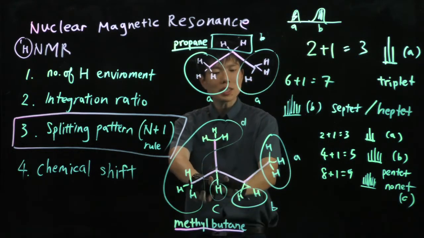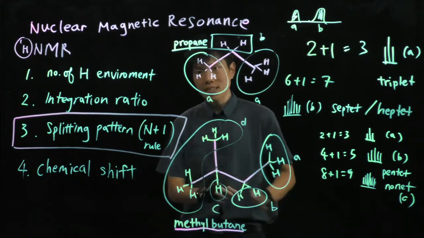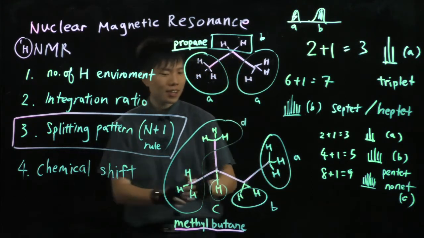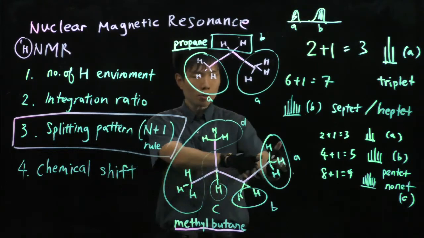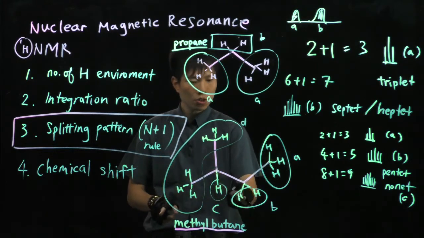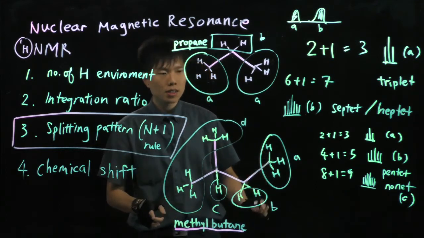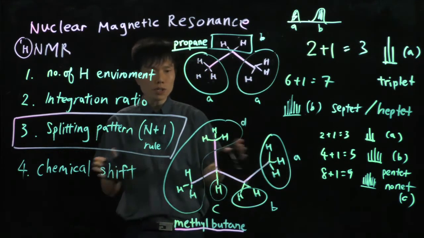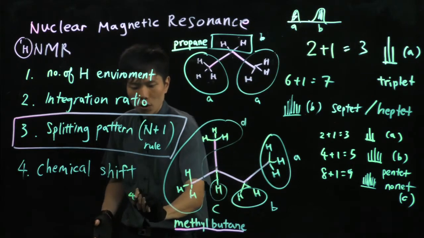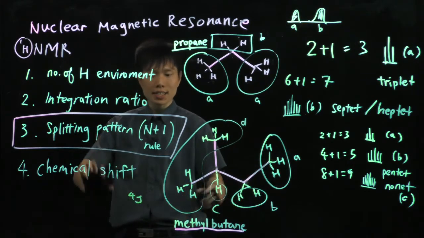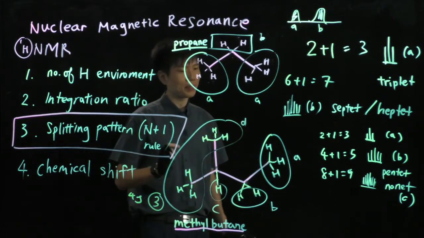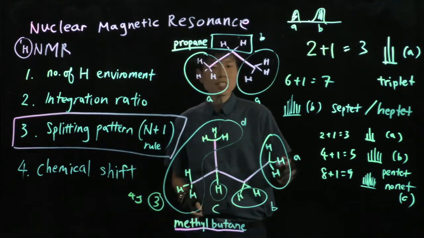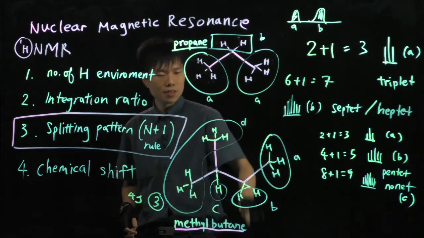Now, someone may ask, how come I didn't go there? Remember, it is only 3 bonds away that we care about. So 1, 2, 3, we reach here. If I want to look at this, it will be 1, 2, 3, 4. In our syllabus, we do not look at what we call the 4J coupling. We only look at 3 bonds away from the proton. Remember.